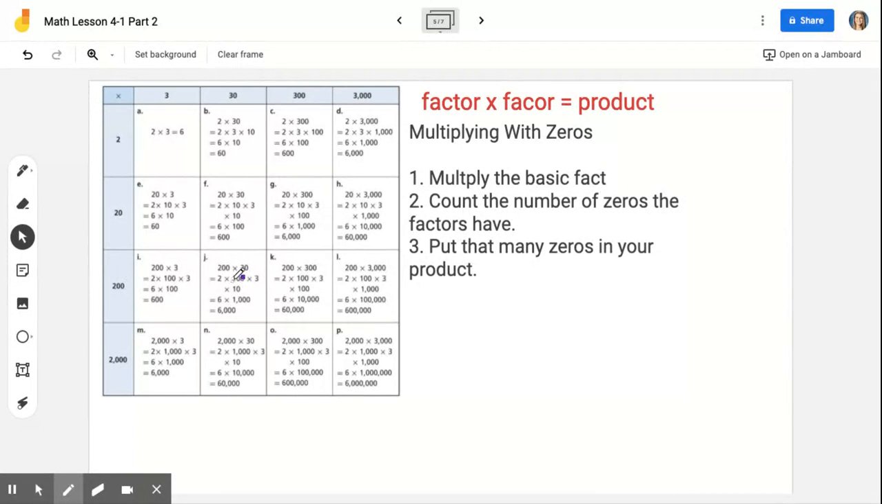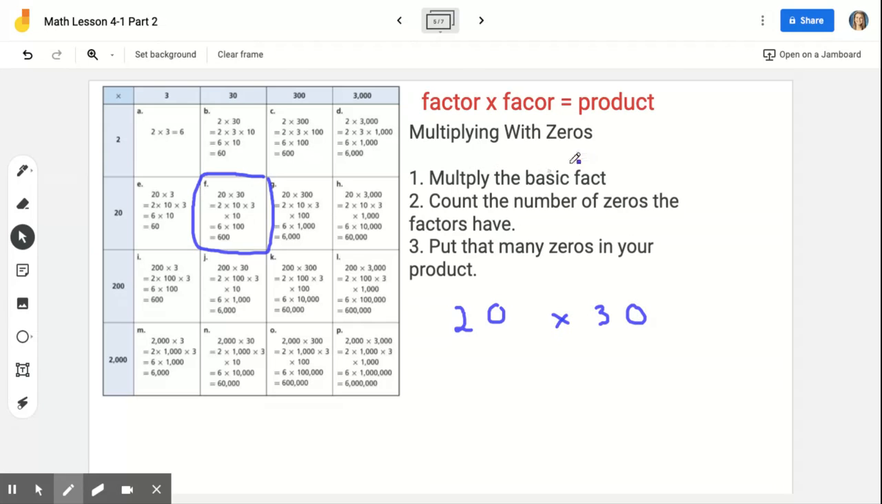So let's take a look at one of these squares. Let's take a look at, for example, square F. Do you see that in your book? On your whiteboard, let's write out this multiplication sentence. It's 20 times 30. Go ahead and write out 20 times 30 with me. And here are the steps that we're going to do to solve. We can do this mentally.